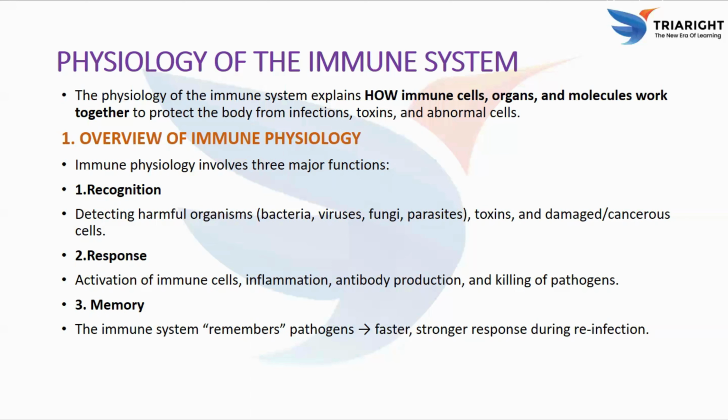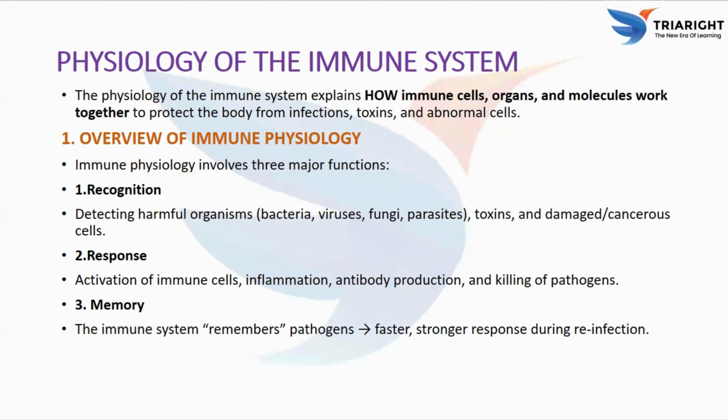Memory B cells remember the antigen and produce antibodies faster, whereas memory T cells respond quickly to previously seen infections. Examples: chickenpox infection gives lifelong immunity, the measles vaccine gives long-term memory, and booster doses strengthen the memory. Memory is like saving the burglar's face in the database, so next time security reacts instantly.